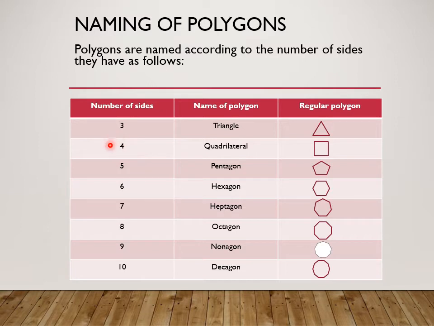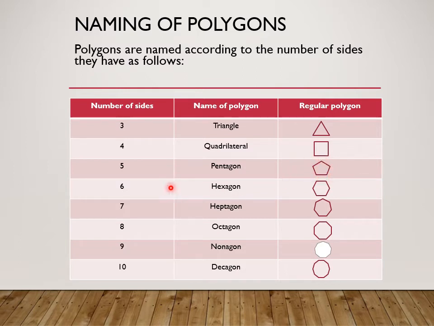If a polygon has 4 sides, the name given to it is a quadrilateral. And if a regular polygon, it will take the form of a square. A quadrilateral is a 4-sided figure with all the sides being equal and all angles equivalent to 90 degrees. Then if the polygon has 5 sides, the name given to it is a pentagon, and this is the regular form of it.